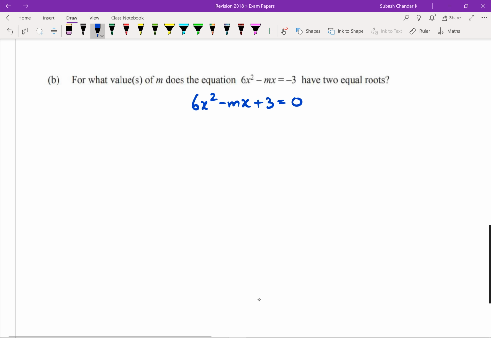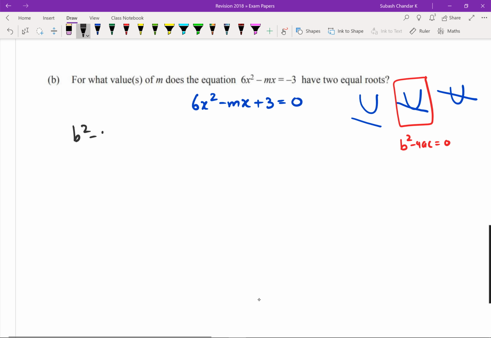remember there's 3 situations when it comes to discriminants. No solution, one solution, 2 unique solutions. Now in this case we're looking for 2 equal roots. That means we are looking at this situation here. And remember, for this situation, b squared minus 4ac equals 0. So I'm going to write that down here. b squared minus 4ac equals 0, because that's what it means by one root or 2 equal roots.